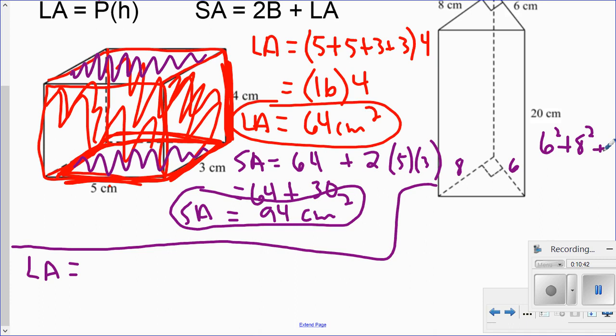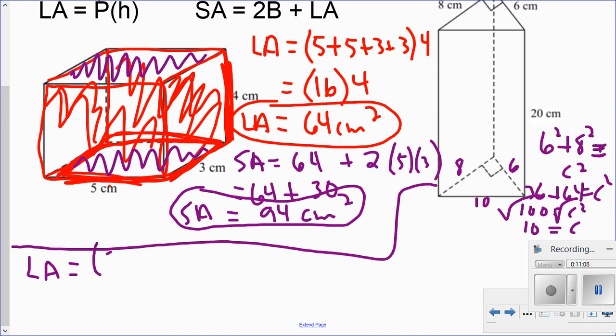6 squared plus 8 squared is equal to c squared. So 36 plus 64 equals c squared. That's 100 equals c squared. Square root of both sides, and c equals 10. So now I know all three sides of the triangle, which means I can calculate the lateral area because I can get the perimeter of that triangle.